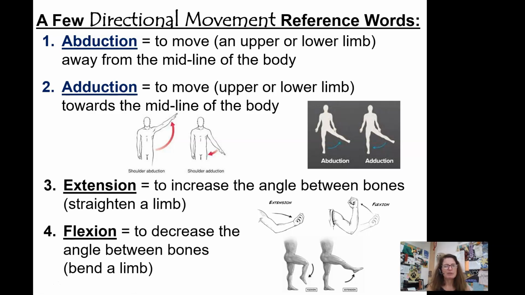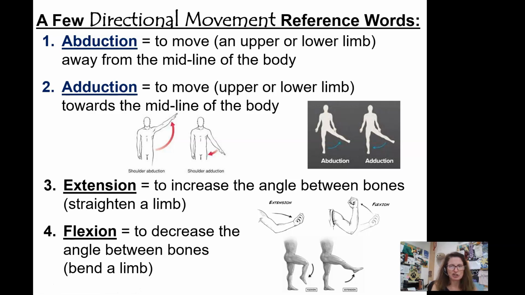This is really about the angle between the bones. For right now, the easy version is are you straightening or bending, but that's not the strict definition. And in unit 3, you're going to need to know this part over here. When you increase the angle between the bones, you're making the angle bigger.